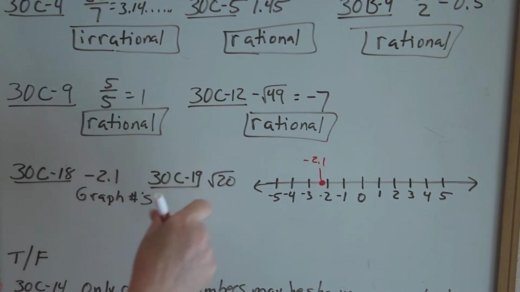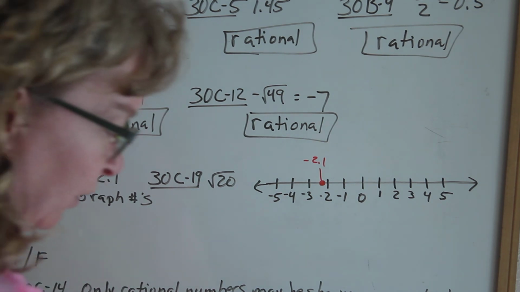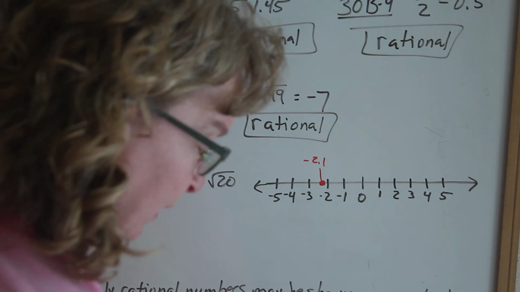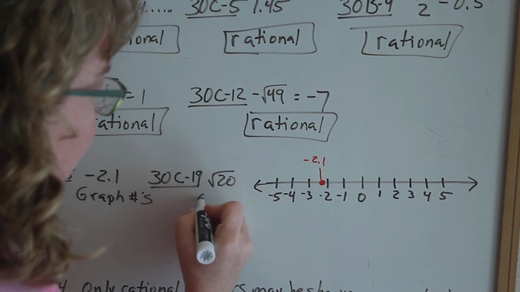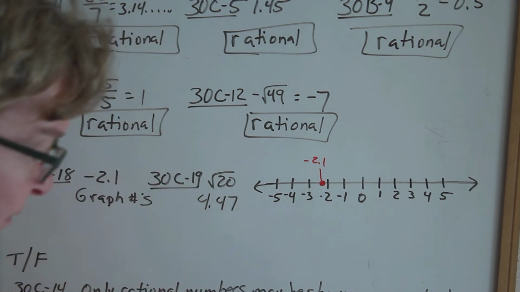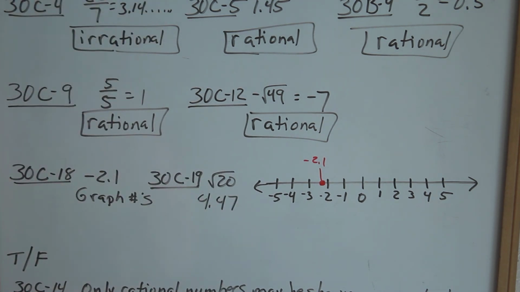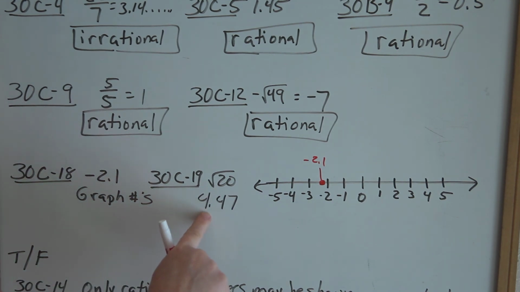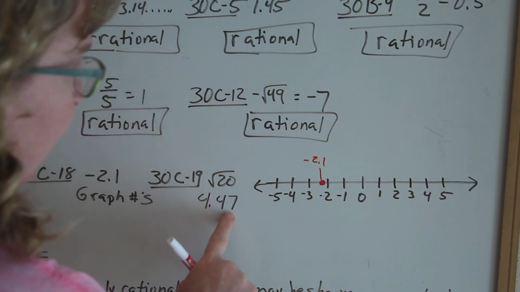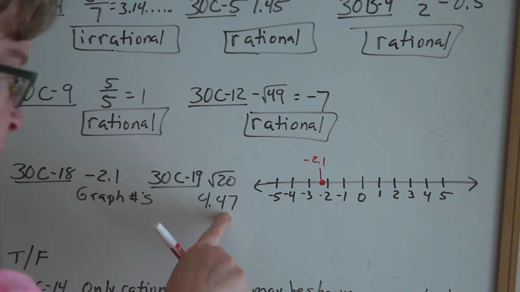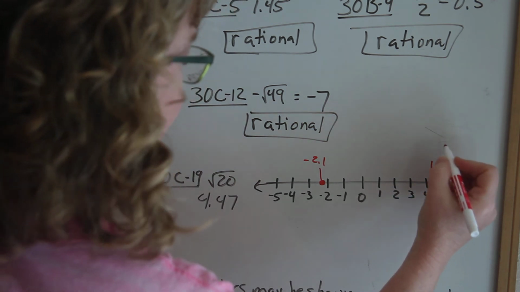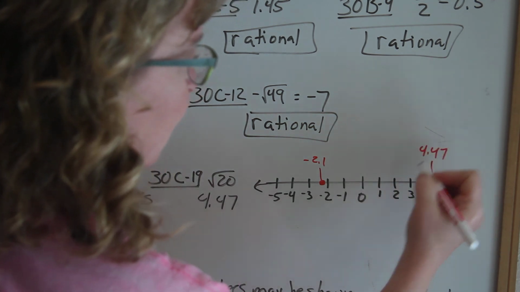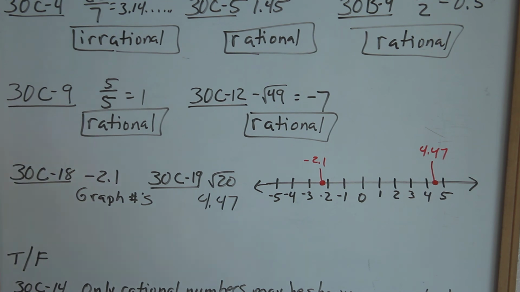30C number 19 wants you to graph square root of 20. I don't know where square root of 20 is on the graph, so I'm going to turn it into a decimal. So you need to do the square root of 20, which comes out to, rounding to 2 decimal places, 4.47, because it's an irrational number that keeps on going. So if I graphed it, I need to go positive 4, which is right here, and then almost halfway. That's close to 4.5. So somewhere right in there. Graphing is just an estimate. When it comes to decimals, I am just estimating where those decimals are in between there.